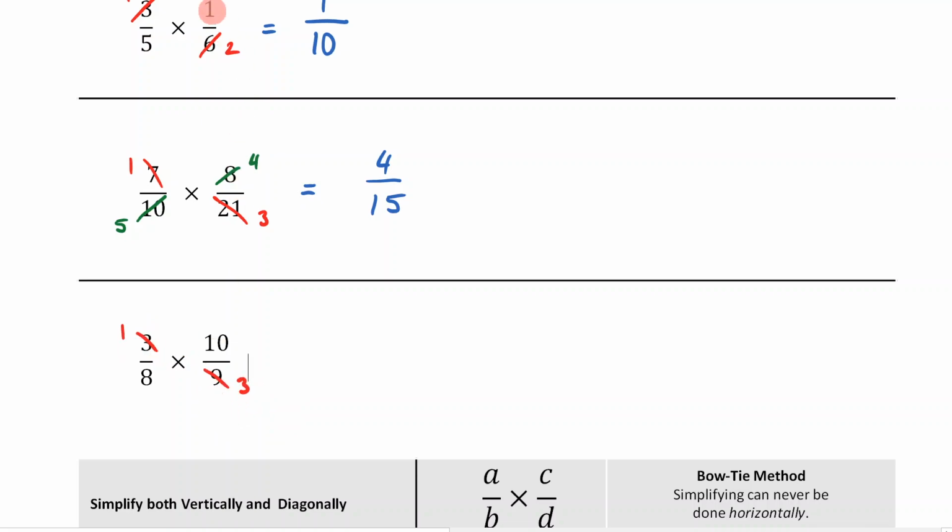And where else can I simplify here? Well, I can simplify this way. Oops, let me grab that green out again. This way. And you should know what we can divide by here. 8 divided by 2 is 4. 10 divided by 2 is 5.